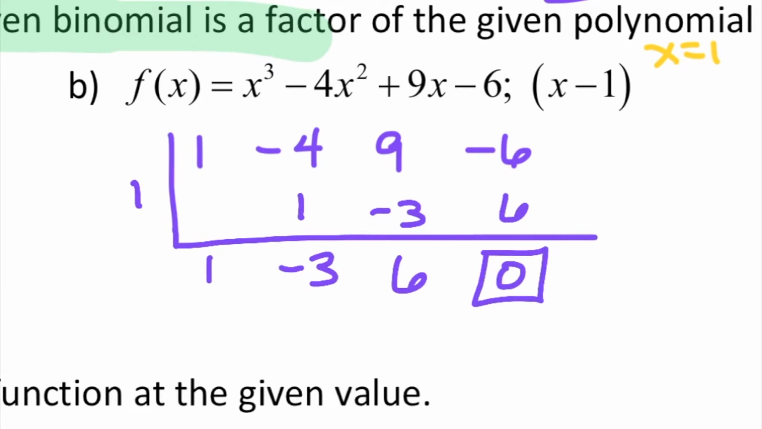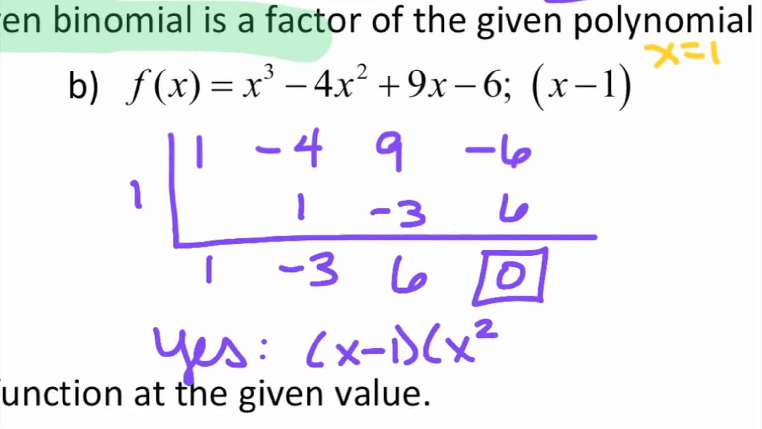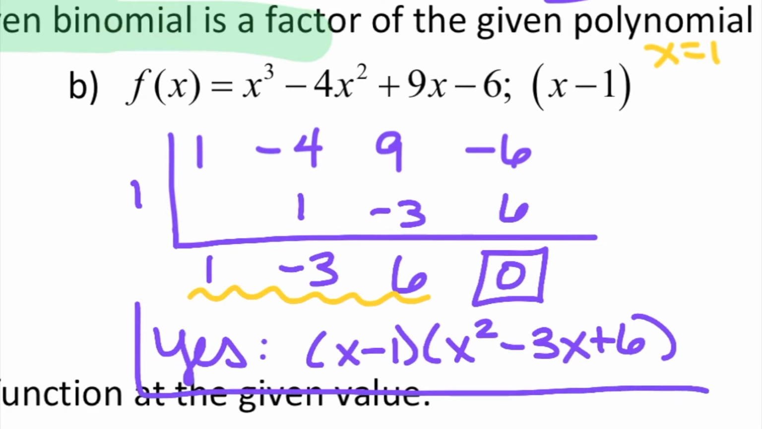When your remainder is 0, then you say yes, x minus 1 is a factor, and it would be super accurate to then write it as a multiplication problem. And I'm getting the x squared minus 3x plus 6 from the quotient row of the synthetic division.